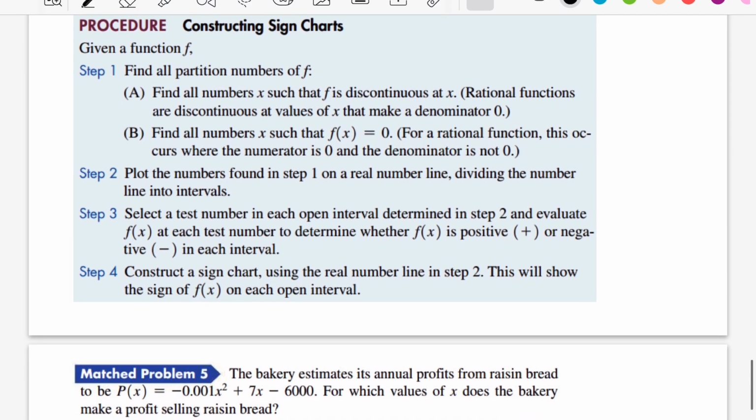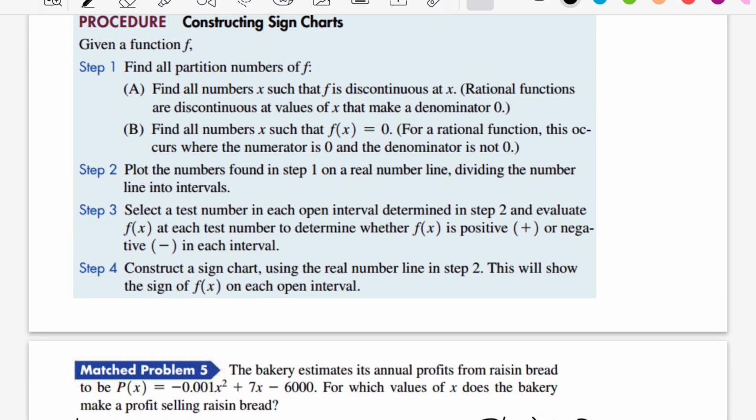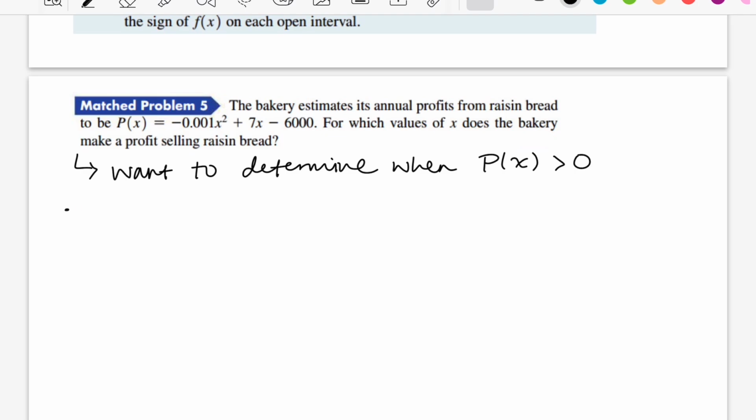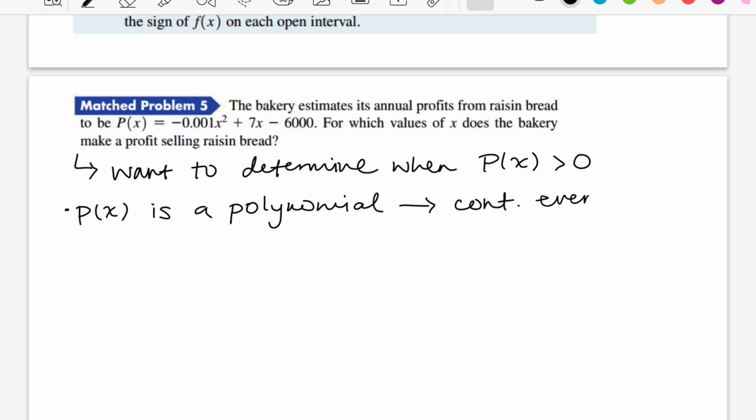So the first step is we want to find the partition numbers of f. So when f, or in our case p of x, is discontinuous or equal to 0. The first thing to note here is that p of x is a polynomial. And by theorem 1 at the beginning of this section, this tells us that it's continuous everywhere. So that won't give us any partition numbers, but we can find when p of x will be equal to 0. And we'll do this by factoring.